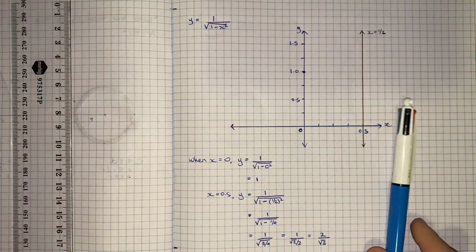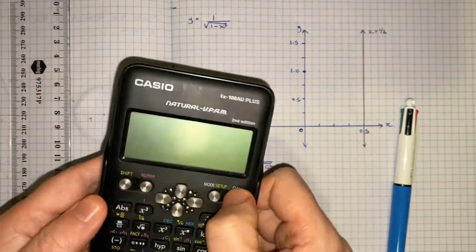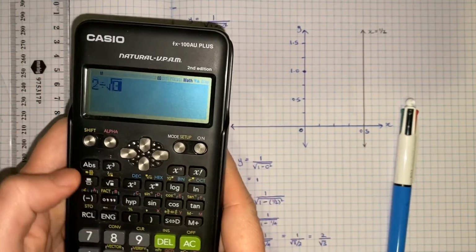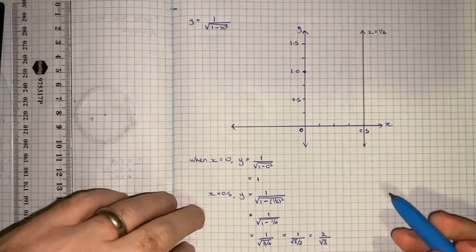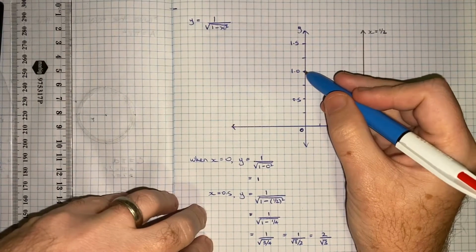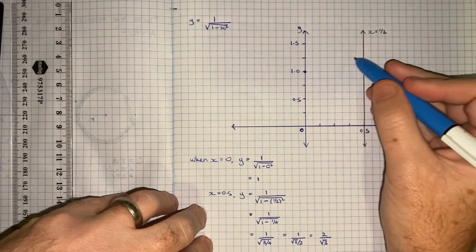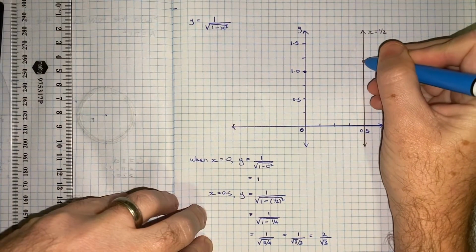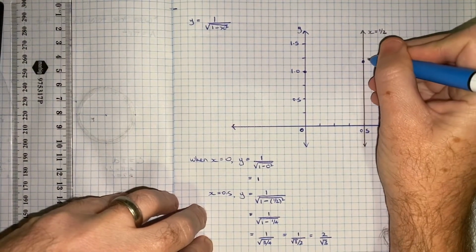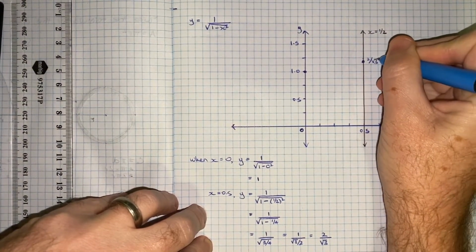So if I just get my calculator and plug that in, 2 divided by the square root of 3 is about 1.15. So 1, that's 1.25, so it's going to be under there. I'll just plot it about here. So that's 2 on root 3.